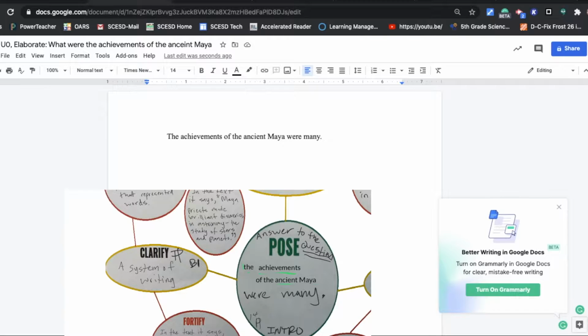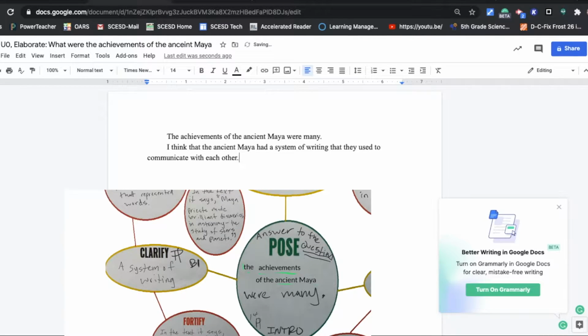And again, this is the second paragraph, so we'll tab or make sure that it's indented. We can even start it with sort of a pose. I think that the ancient Maya had a system of writing that they used to communicate with each other.